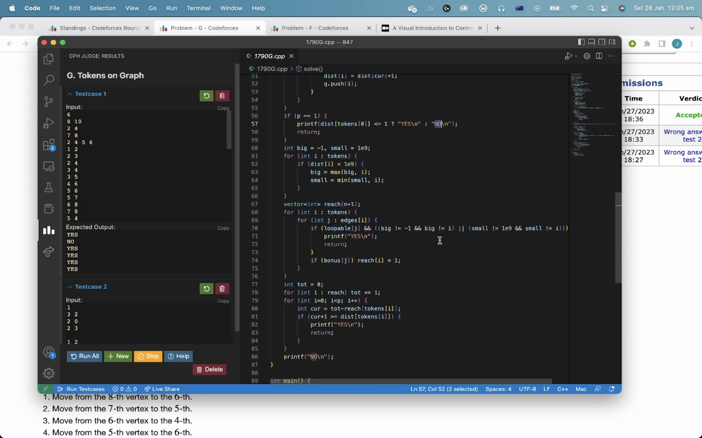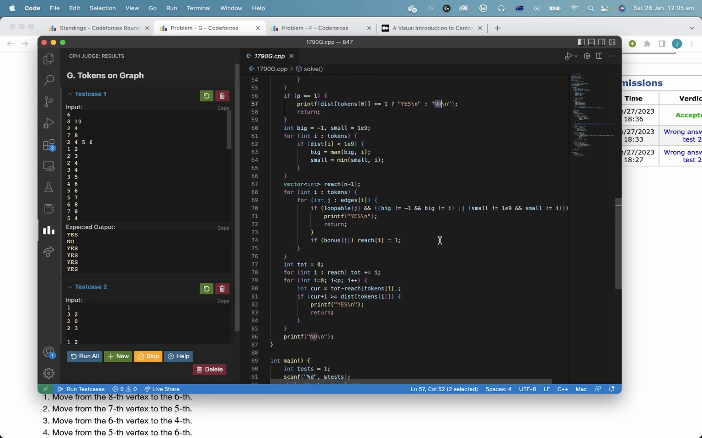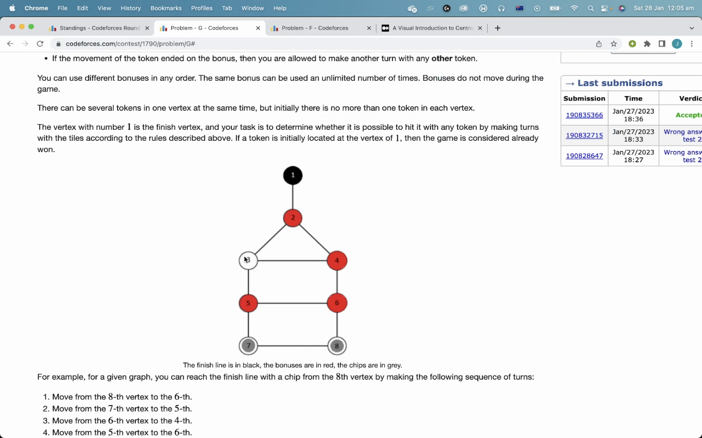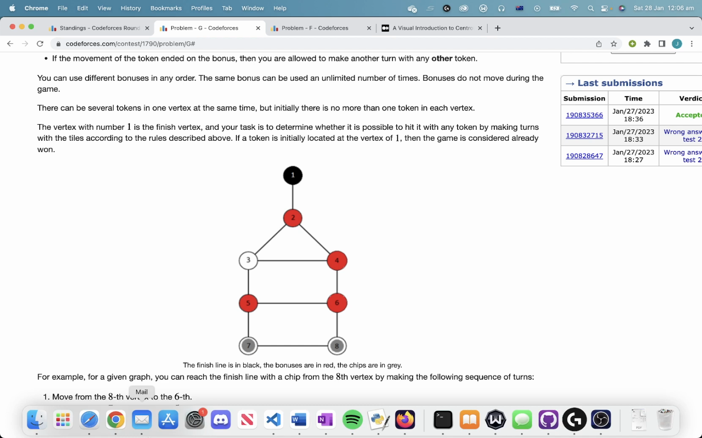Here's where I get to the logic of my code. Because for a node to be able to oscillate between two nodes, it doesn't necessarily need to start on a loopable vertex. It just needs to be able to reach a loopable vertex in one move. For example, this token on node 7, on its first move, can reach node 5, and then it can oscillate there indefinitely.